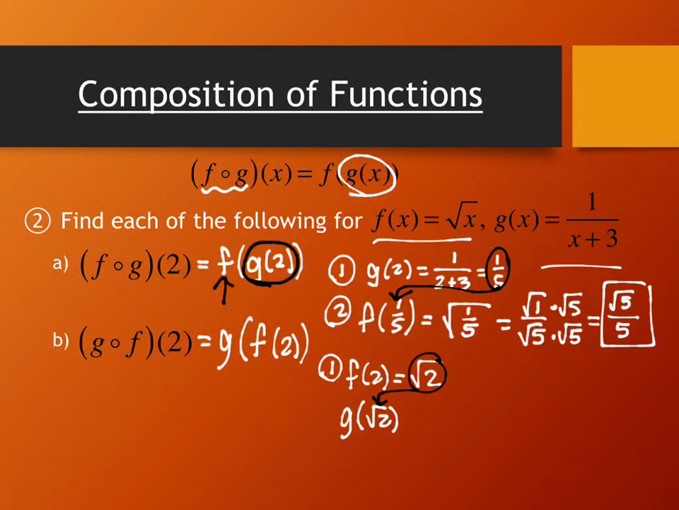So now I go to my g of x equation, which is 1 over x plus 3. And I get 1 over square root of 2 plus 3. Okay, so does that make sense so far? But now I have a square root in the denominator, and it's not quite as friendly as the last square root in the denominator because there's addition, right? So you guys remember how we get that square root to rationalize?